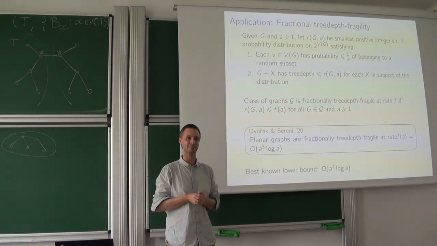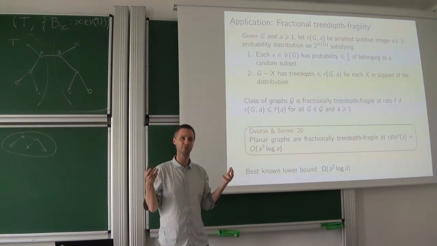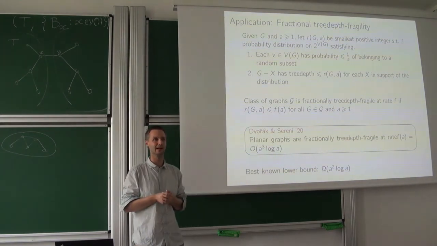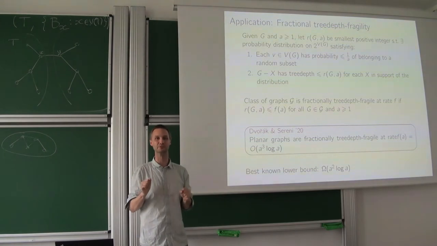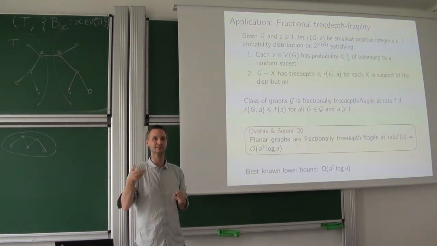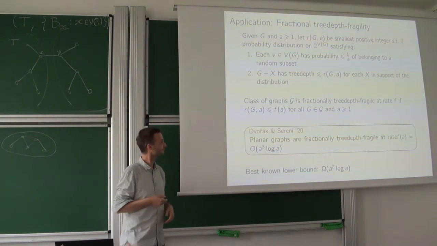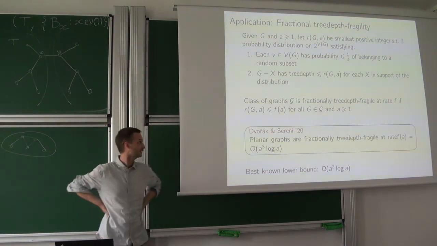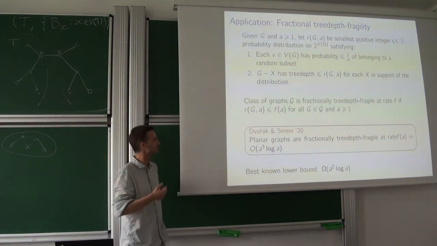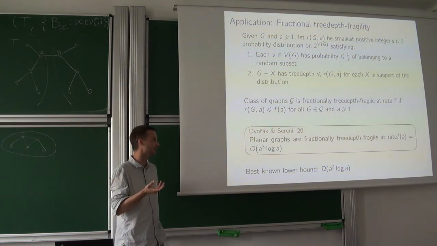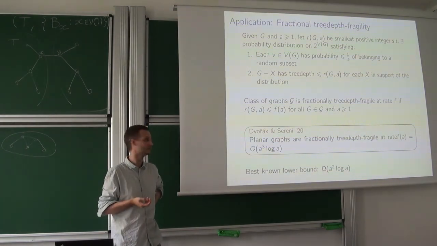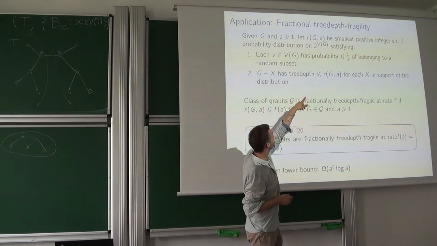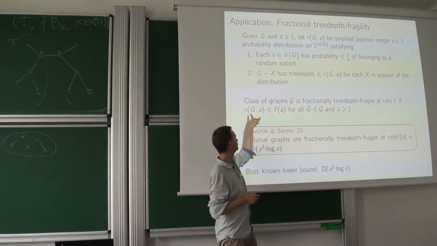So that's easy. But there are graphs which do not have bounded tree depth, but yet they are somehow close to having small tree depth if you remove a few vertices. And so that's kind of the spirit behind this definition. So now you are going to say that a class of graphs, to use their terminology, is fractionally tree depth fragile at rate f, where f is some function of a, if for every graph in your class and every positive integer a, this bound on the tree depth of G minus X, you can get it to be at most f of a.